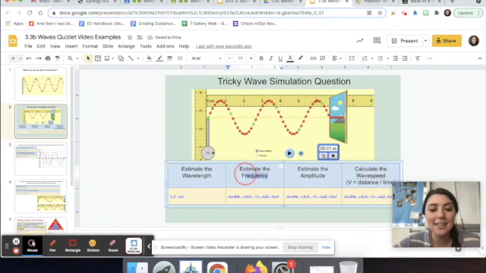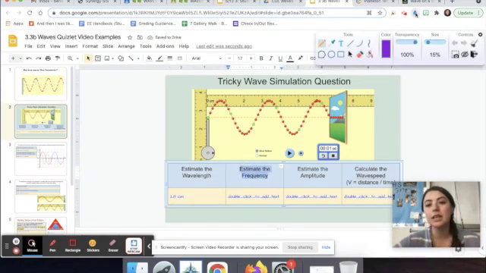All right, next one, estimate the frequency. This one's a little bit tricky because whenever we did Desmos labs, you had the ability to change the frequency down below. And here, there's no dial for frequency. I want you to try and figure it out. So frequency is basically the number of waves showing divided by time.